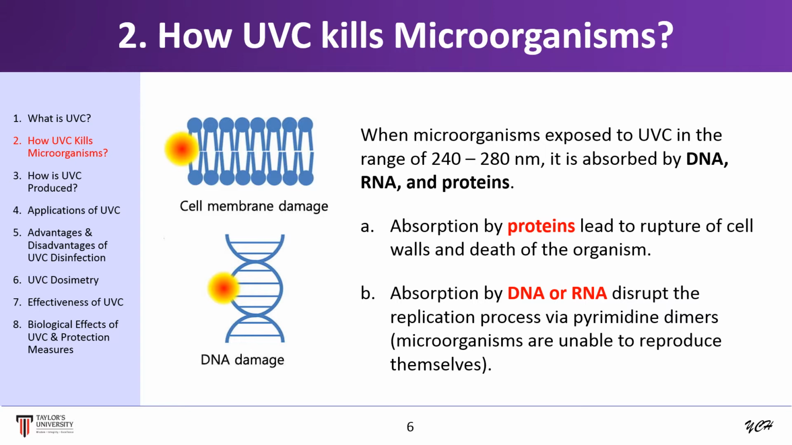So how does UVC actually kill microorganisms? When microorganisms are exposed to UVC in the range of 240 to 280 nanometers, it will be absorbed by the DNA, RNA, and the proteins. There might be two possibilities. Absorption by proteins will lead to rupture of cell walls and death of the organism. And if the UVC can go further into the DNA or the RNA of the microorganism, it will disrupt the replication process via a mechanism known as pyrimidine dimers, and the microorganisms are unable to reproduce themselves anymore.